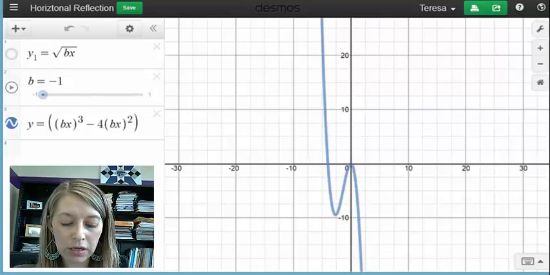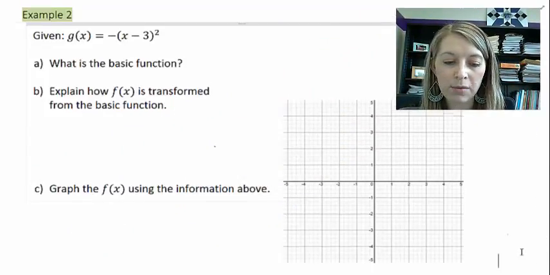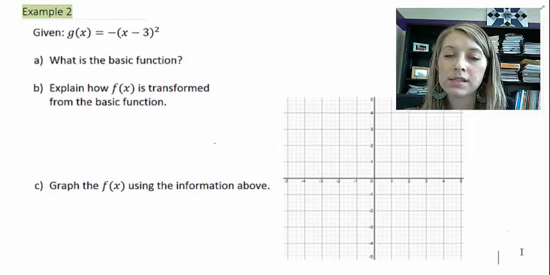Okay, let's actually get to an example then. So I have example 2. Given g of x is equal to negative times (x minus 3) quantity squared. Same steps: basic function, how is it transformed, and then the graph.